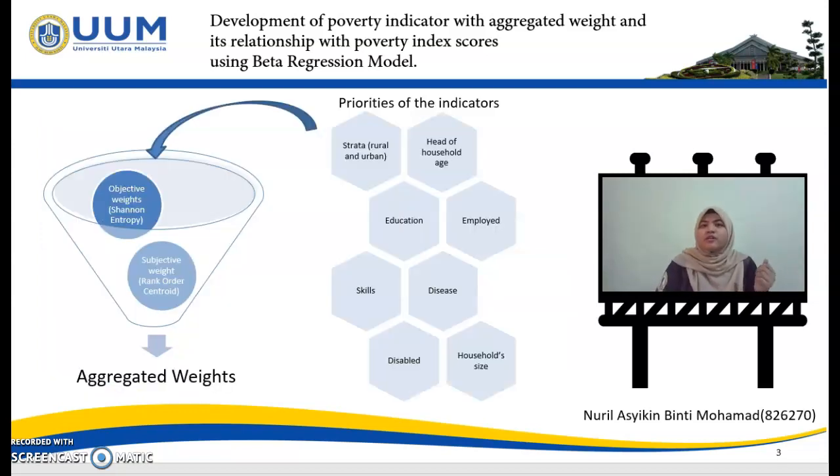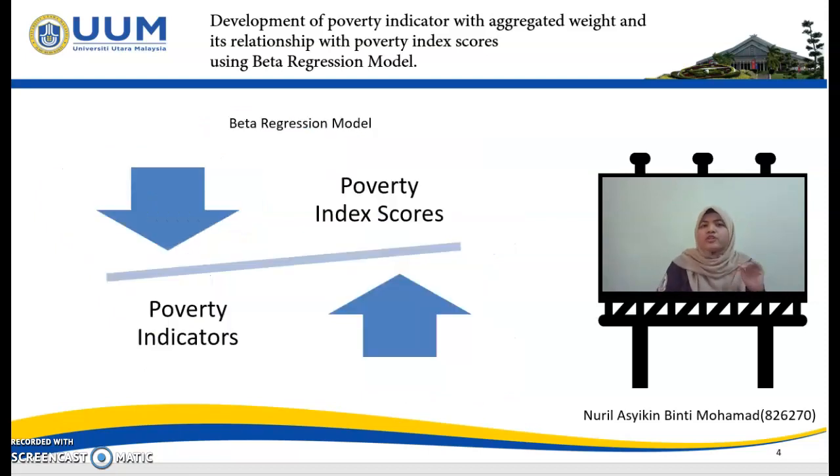The estimation of criteria weight is considered the most important phase in developing an index. The indicators such as strata, head of household age, education, employed, skills, disease, disabled, and household size are the indicators that have been given priority. In order to model the relationship between poverty indicators and poverty index scores, regression modeling will be applied.